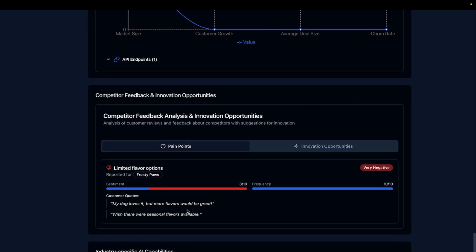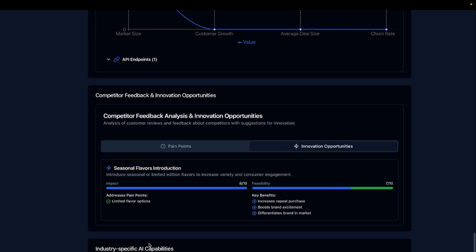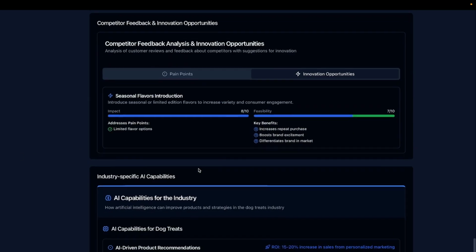Here's one of the things I added myself. Alright, so we're going to take a look at the reviews, and we're going to see which ones are negative, right? And we're going to write this down here. So: my dog loves it, but more flavors would be great. Wish there were more seasonal flavors. And then we're going to use OpenAI to suggest what you can do to address the pain points in the market, right? So limited flavor options: increase repeat purchase, boost brand excitement, differentiate brand in the market, right? So it's real cool stuff going on here.